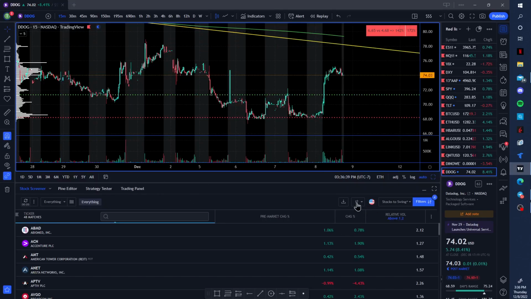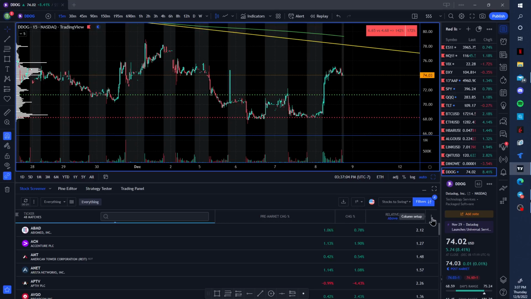And then you're going to make sure this is filtered on the daily time frame. You can filter on the 1 minute, 5 minute, 15, and so on, but leave it on the daily. And then for the things that I like to look at, pre-market change percent doesn't really matter too much. I like to have a column here for relative volume and then percent change as well.